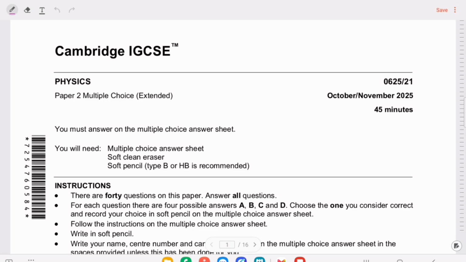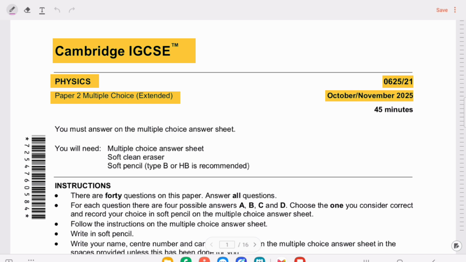In today's video, we are solving the Cambridge IGCSE Physics 0625/21 Extended Multiple Choice paper from October-November 2025. As always, don't just watch the solutions. Pause before each question, choose your answer and then compare it with mine. The goal is not just to get answers right today, but to learn the thinking process that will help you to score higher in your actual exam. Let's start with question 1.